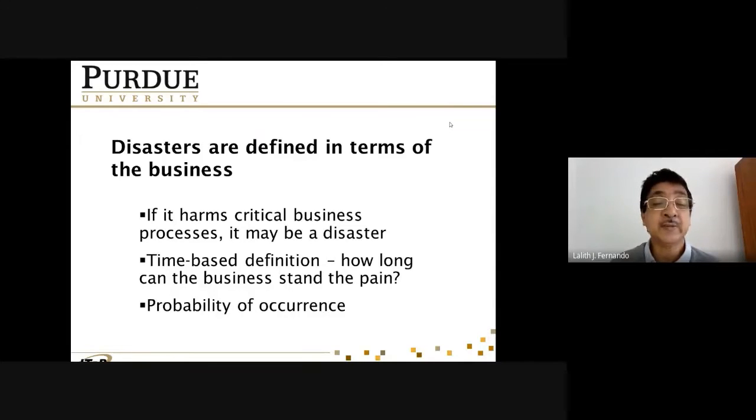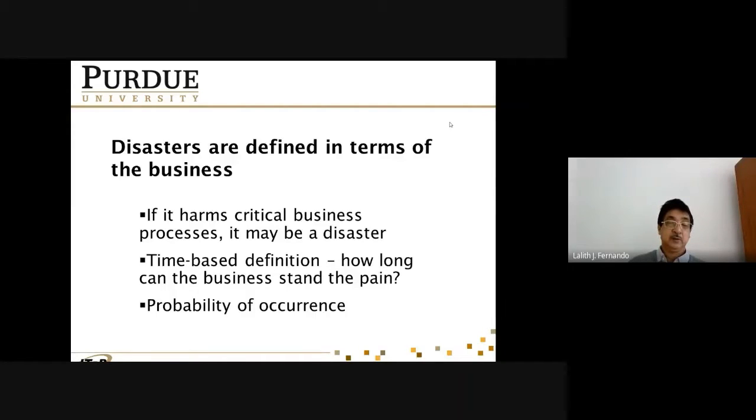Disasters are defined in terms of the business. Say a disaster happens and it doesn't harm the critical business process, then it would not be a disaster. But if it harms a critical business process, it may be a disaster. What is the meaning of critical? Critical in the sense that the organization's business process is really stopped. There are other business processes you can stop for a period of time without affecting the organization's business as a whole. But if it harms critical business, then it would be a disaster.